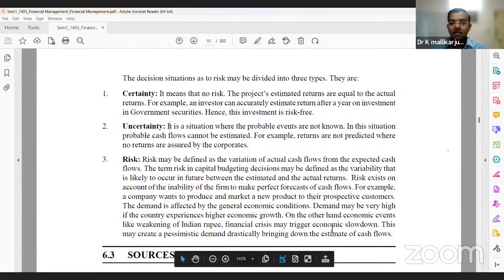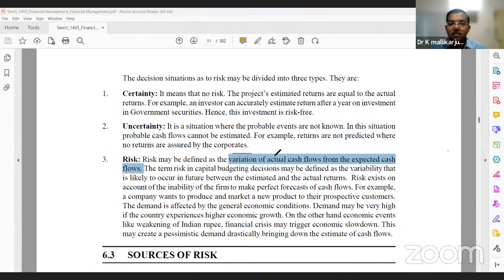The risk may be defined as the variation between actual cash flows and expected cash flows. So this is very simple. The variance between actual cash flows and expected cash flows. Expected cash flows are 8,000 and we received only 6,000. The difference, the variation, is called risk. So the difference between expected cash flows and actual cash flows is called risk.